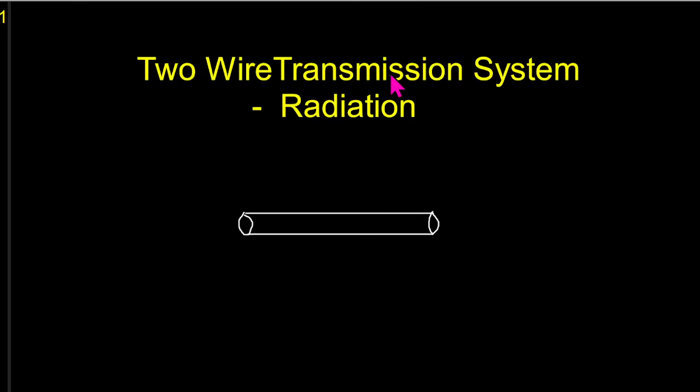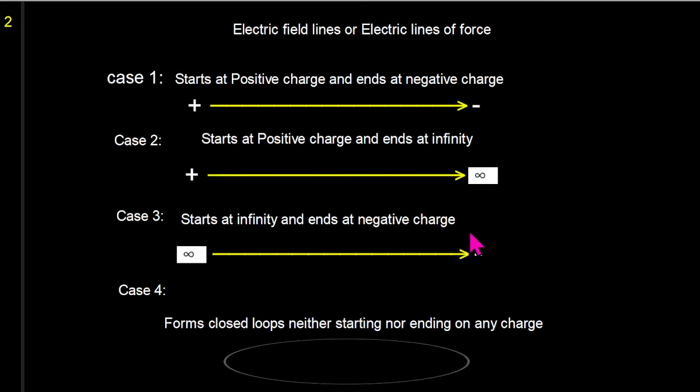Good morning, everybody. Today's topic is the radiation mechanism of a two-wire transmission system. And this is a conductor. This has two wires. This is the first wire and this is the second wire. So let's have a recap on some basic concepts of electric field lines, or the electric lines of force.